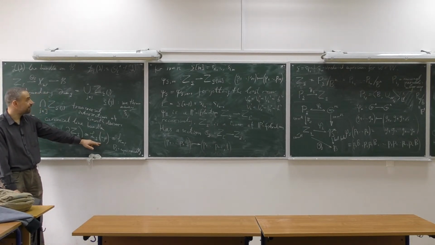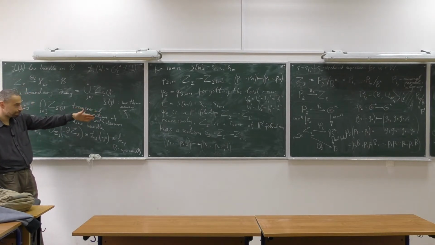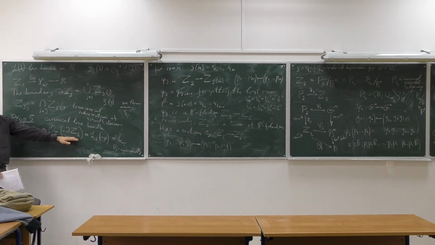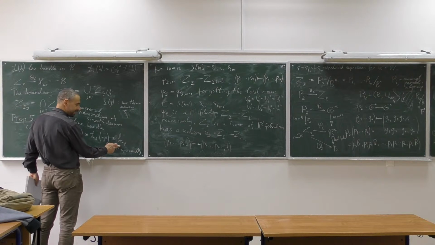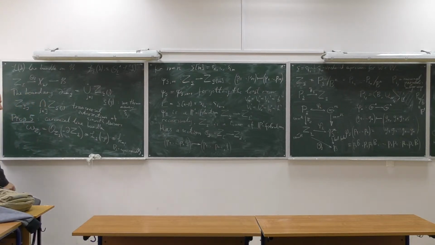So one is pulled back from the flag variety. Another one is just O of negative boundary. Okay? This is the character of Borel. So Borel acts by the character negative rho. It's a one-dimensional representation with a character negative rho.